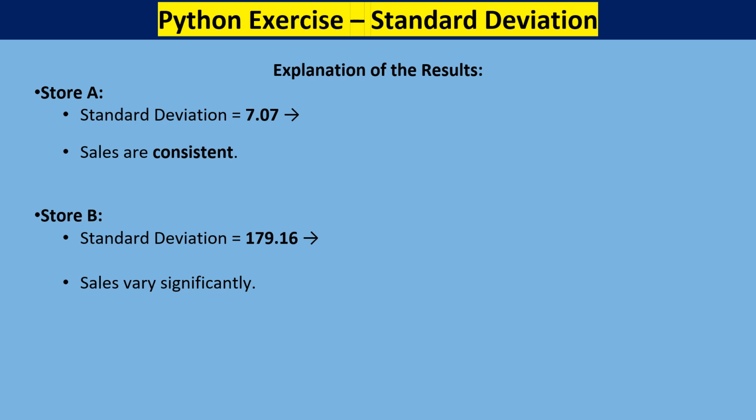So simply, if the standard deviation is low, the sales are stable and predictable. If the standard deviation is high, the sales fluctuate significantly, making prediction harder.